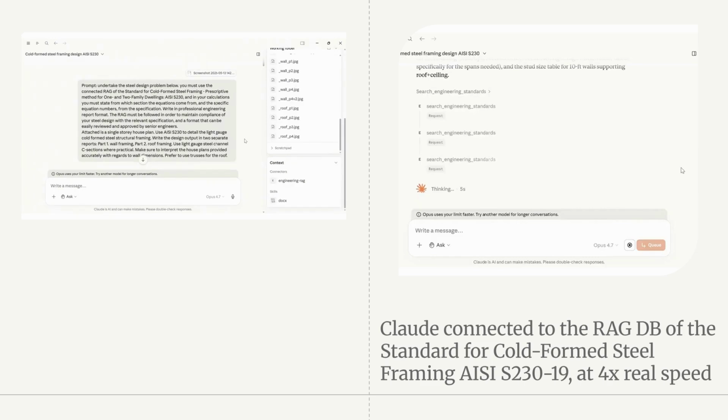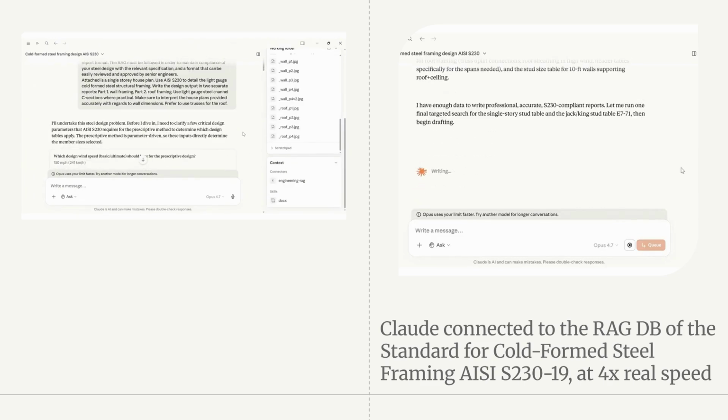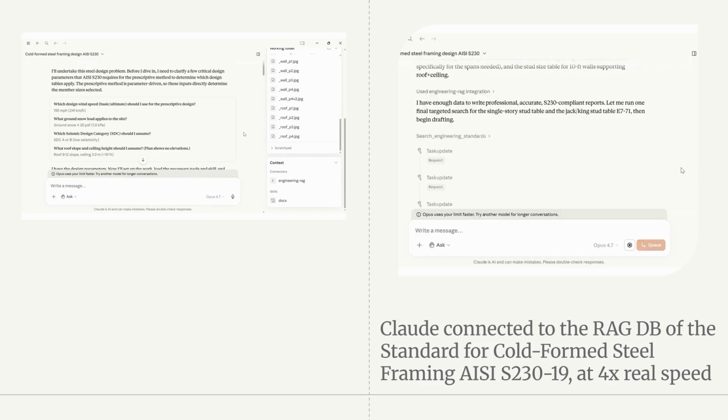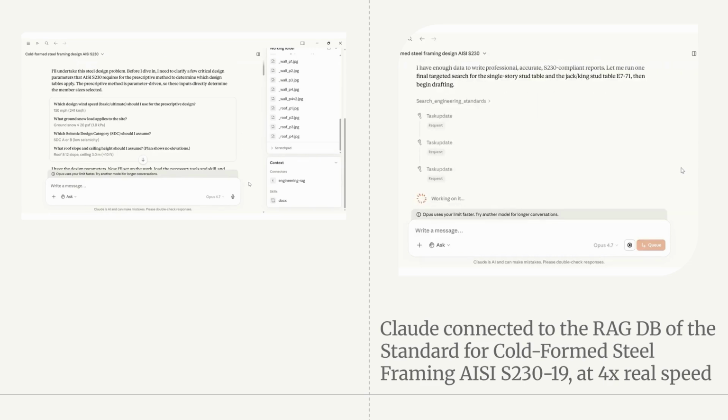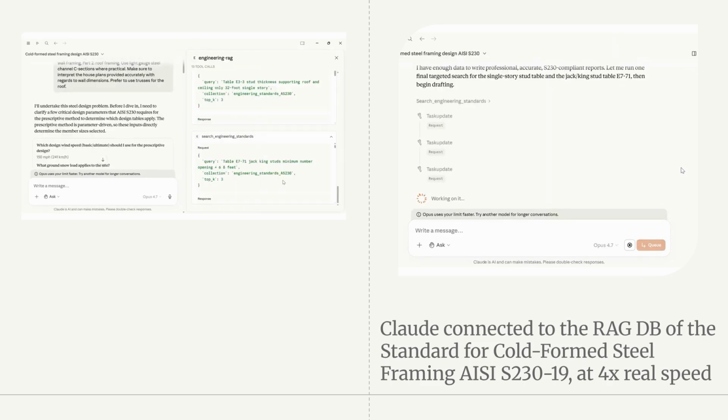So first Claude asks for some missing information: design wind speed, snow load, seismic category, and ceiling height, for which I gave values of high wind and low seismic and snow values. Then Claude queries my connected RAG database for the necessary design information.